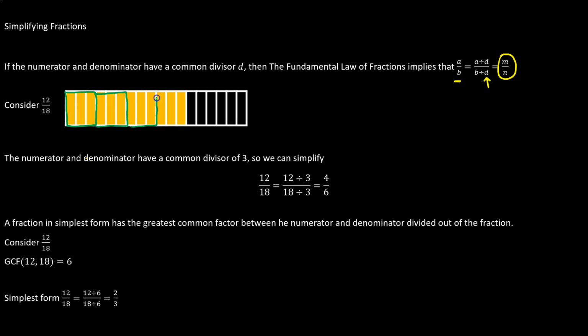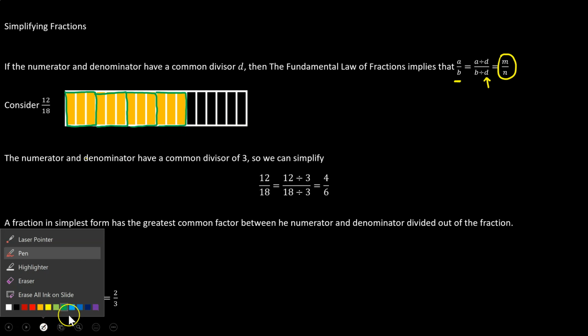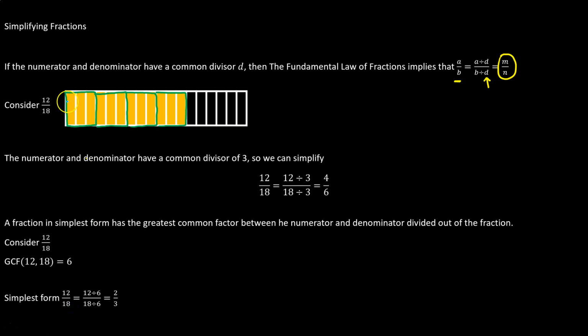Because 12 can be divided by 3, I know that I can group these shaded portions into groups of 3 and have a perfect grouping. And the same with 18. I'm going to take 18 and I'm going to group those into 3 using the blue.